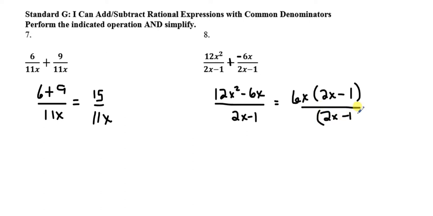And then we can cross that off. So our final answer is 6x. That's simplified, added and simplified. And then you can see why this is part of the same chapter as the last test. That's exactly what we did in the last test.